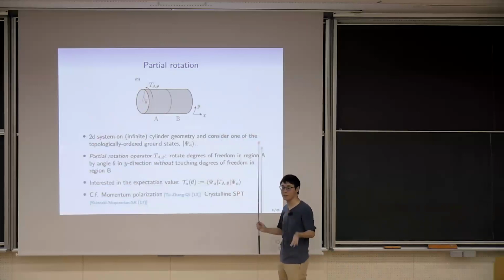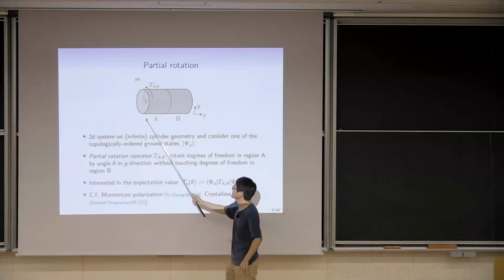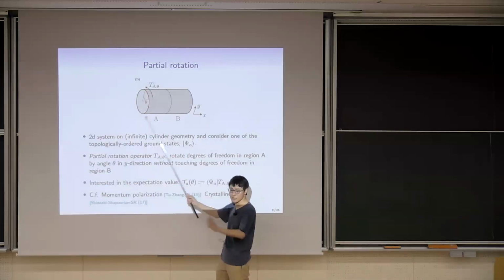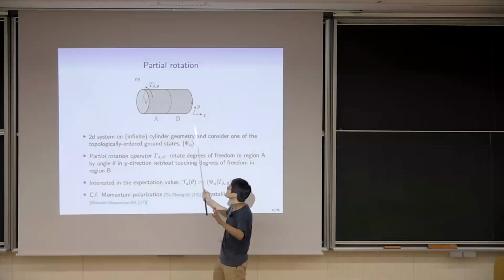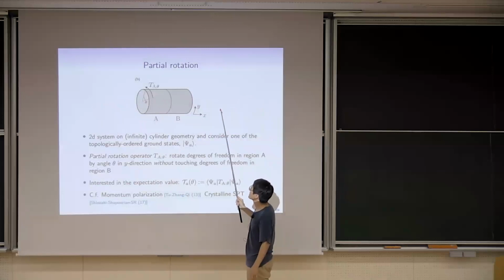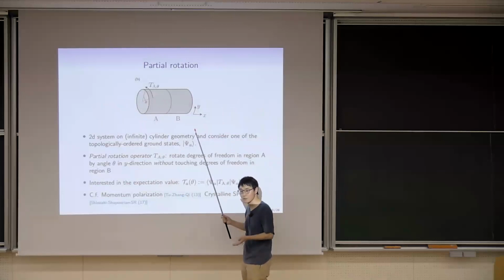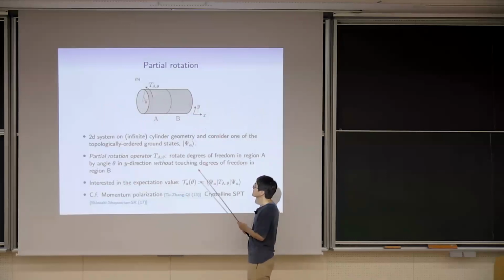It is defined as follows. First, I consider a two-dimensional system, and for convenience, I just consider an infinite cylinder. This is just for theoretical convenience. So I have some quantum state supported on a two-dimensional cylinder. And then I may be interested in what kind of topological order I have, and what kind of anyons I could have in this topological phase, and so on and so forth.